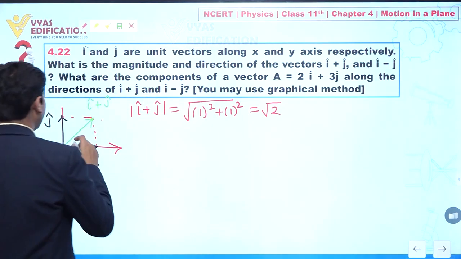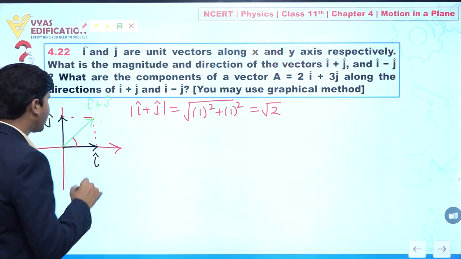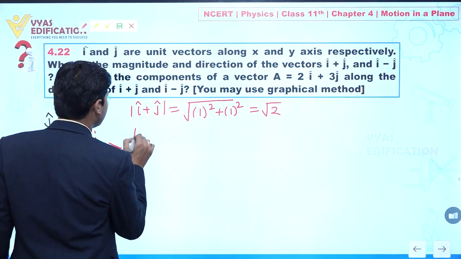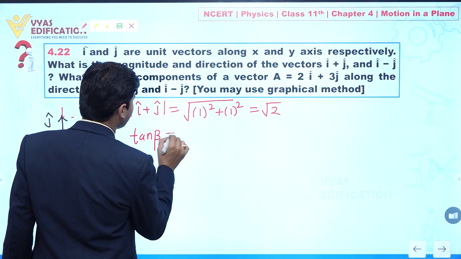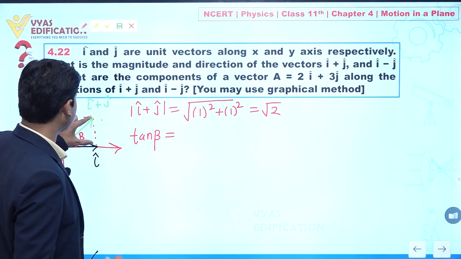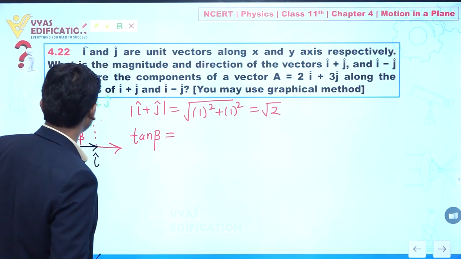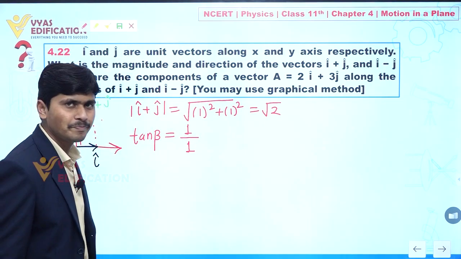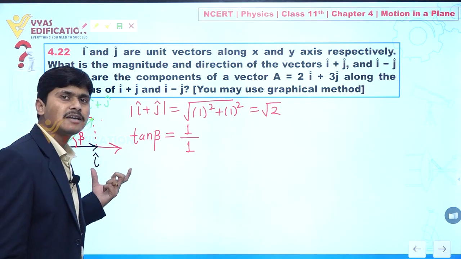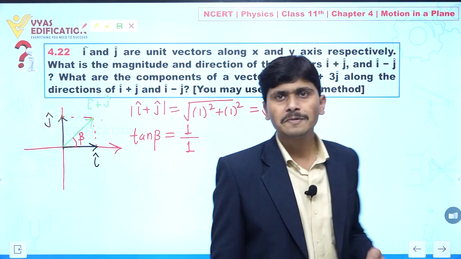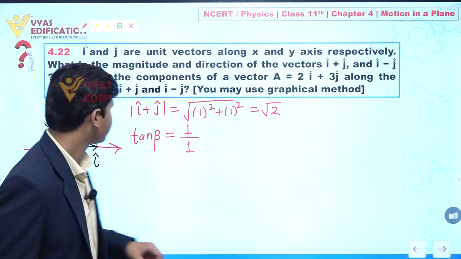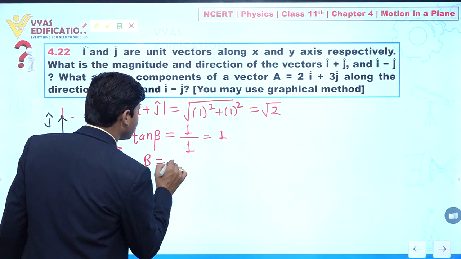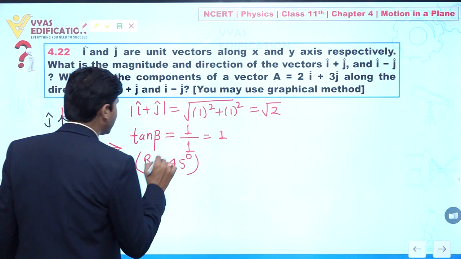Okay. Now, how can we find this angle? Let's suppose this value is beta. So I can say tan beta is given by perpendicular upon base. The perpendicular has magnitude 1 and the base also has magnitude 1, because this is a unit vector and for a unit vector the magnitude is 1. Clear everyone? So from here we can say tan beta is equal to 1, so the value of beta is 45 degree.